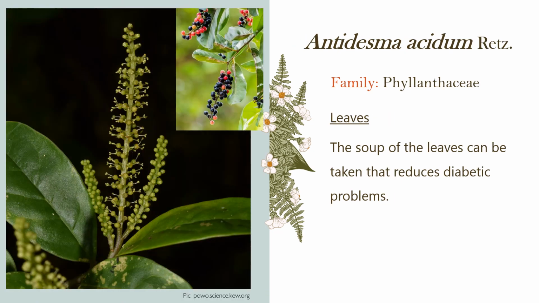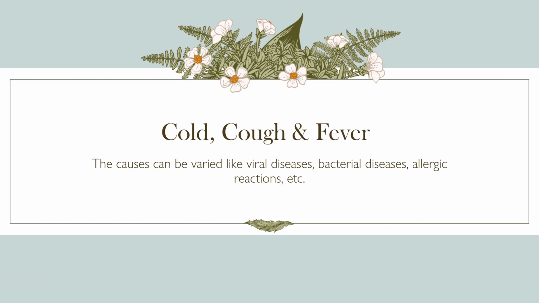So the next plant is Antidesma acidum. This comes under the family Phyllanthaceae. So the leaves are used here. The soup of the leaves can be taken. That reduces the diabetic problems. So let's talk about cold, cough and fever. So the common causes can be varied in this case. Like it can be due to viral diseases, bacterial diseases, allergic reactions, or sometimes it can be a side effect of other diseases. So let's see what are the plants used here.